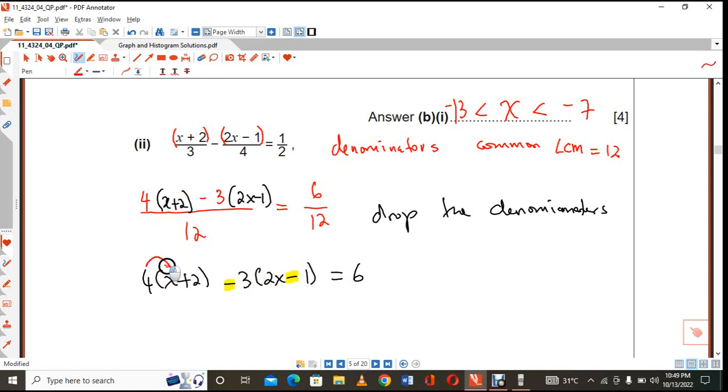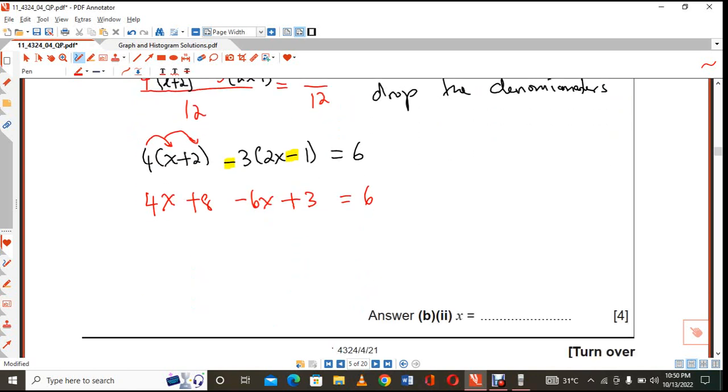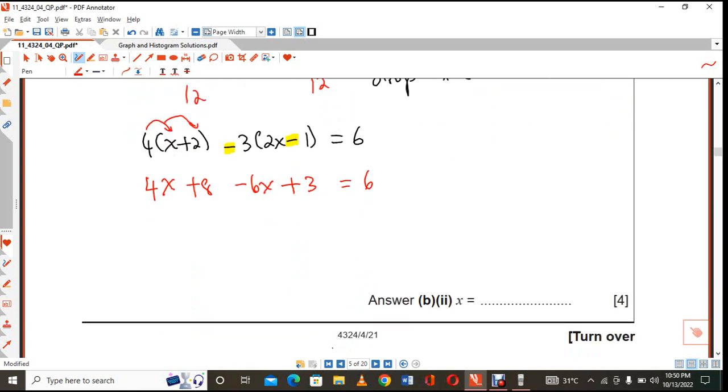Okay, so if you then multiply out, you get 8x. My goodness, it's not 8 but 4x. So you get 4x plus 8 minus 6x plus 3, very important, equals 6. So this is a linear equation. You should be able to solve this equation without struggling. So you've got 4x, take away 6x, that's minus 2x. 8 plus 3, that's 11, equals 6.